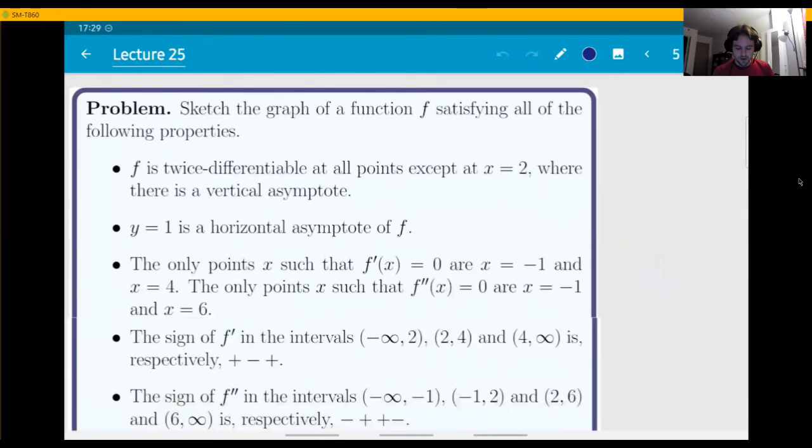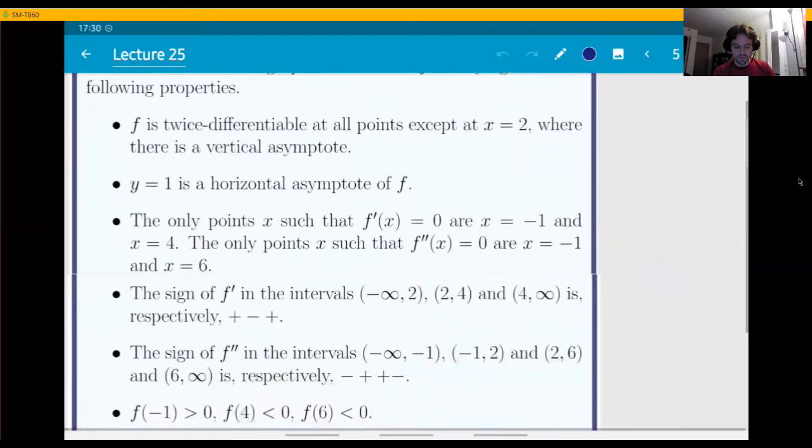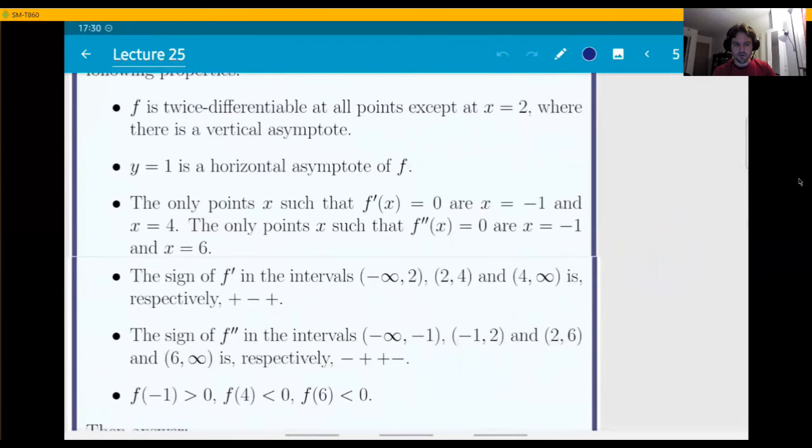Here's a problem where I'm not giving you a function, I'm giving you the properties and asking you to draw. Sketch the graph of a function satisfying all of these properties. There's a huge list here. I really encourage you to write these down because I have written them down here on my paper. I'm not going to be scrolling back up all the time to come back to these. But you see they're giving you f is differentiable at all points except at x equals 2, where there is a vertical asymptote. Y equals 1 is a horizontal asymptote.